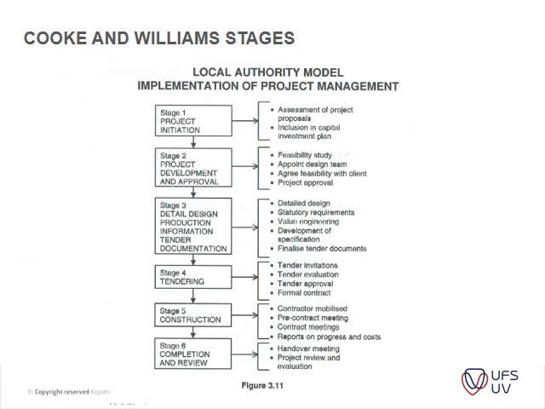Okay, then the local authority implementation of projects. So you will see this is now in the UK, their local authority model looks very similar to ours. This is now not the RIBA structure, but this is the local authority model of the UK. So they've got stages 1, 2, 3, 4, 5, and 6, and you will see it's really basically the same as what we've got in our different life cycle stages.